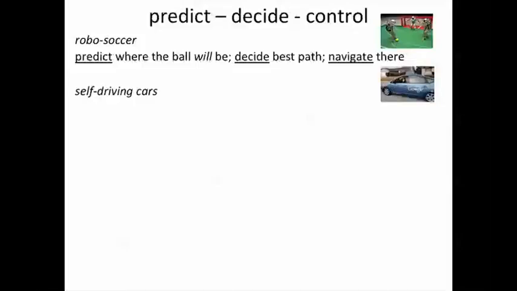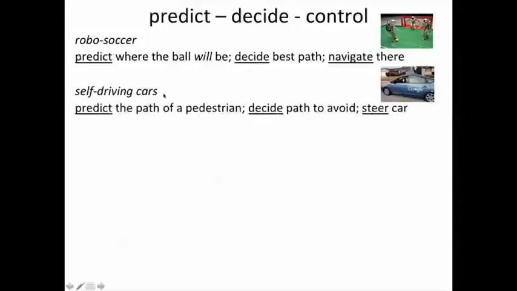Another example is self-driving cars. You might have heard that Google, for example, is developing a self-driving car which has already driven over 100,000 kilometers, both in rough terrain as well as urban environments. Imagine what such a car has to do. It needs to predict the path of a pedestrian that it's seeing, decide the path it needs to follow to avoid that person, and then steer the car appropriately. Prediction, decision, that is optimization, best path, and then control or steering.